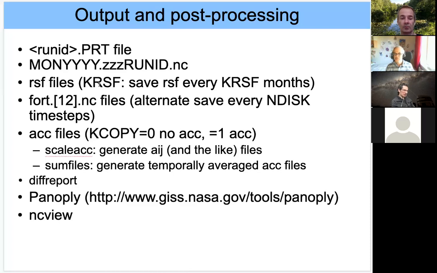This is the KRSF parameter, which basically specifies how often you want to save this file. If you don't specify it at all, the model will do something reasonable. I think it will save it once every orbit, or once every 10 orbits. I don't remember exactly. It's different on different branches.